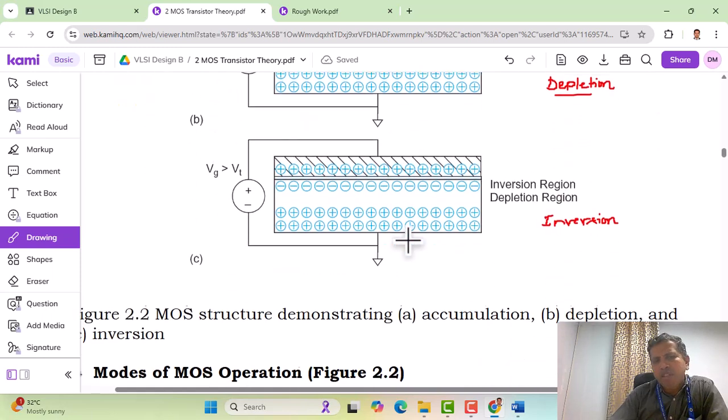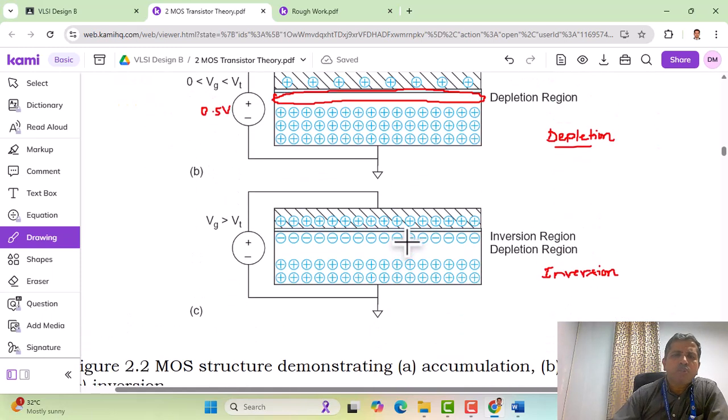And let us see the effect when we apply a large positive voltage to the gate. We already assumed the threshold voltage to be 1 volt. If you apply to the gate terminal a voltage greater than the threshold voltage, for example 3 volts, that is the voltage that we apply to the gate.